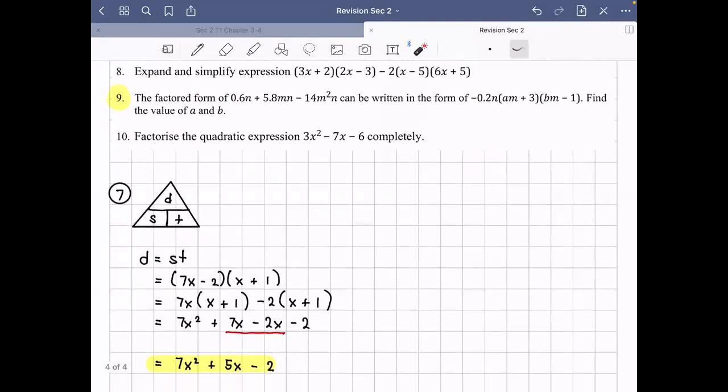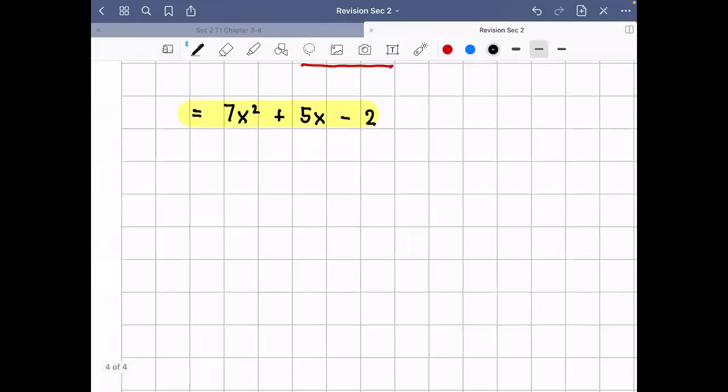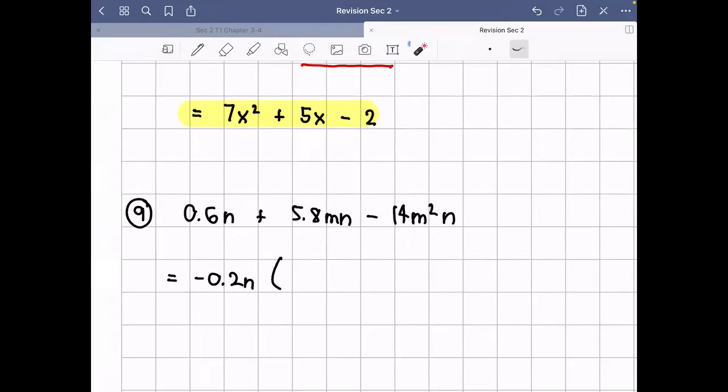So let's have number 9. Okay, so the question again is 0.6n plus 5.8mn minus 14 m squared n. It says there that it's divisible by 0.2n. So let's factor out 0.2n. So we need to divide each of these by negative 0.2n.